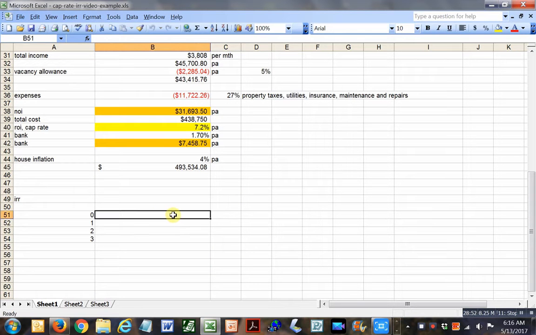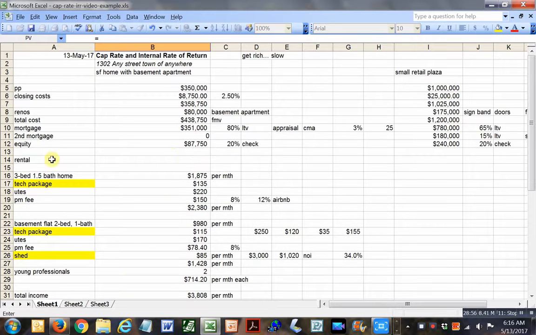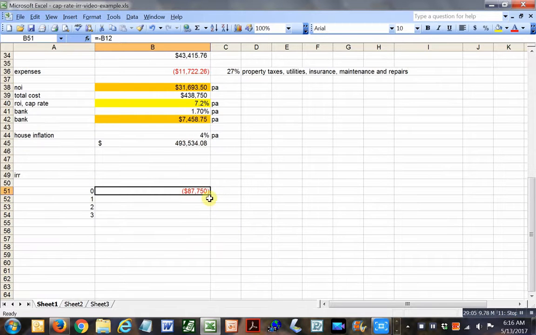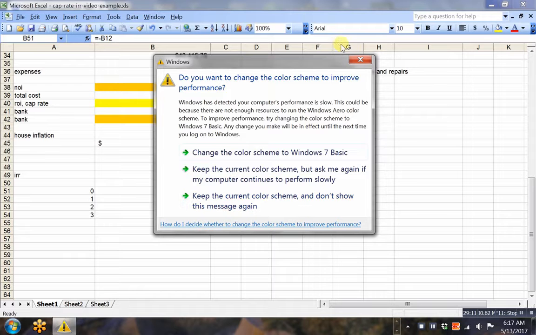Okay, so let's come back down here. At time 0, how much money did you put out to do this building? Well, it's your equity. So I have to put a minus in because minus represents cash out of your jeans. This red number with brackets around it is a negative number. So almost $90,000 went out of your jeans.